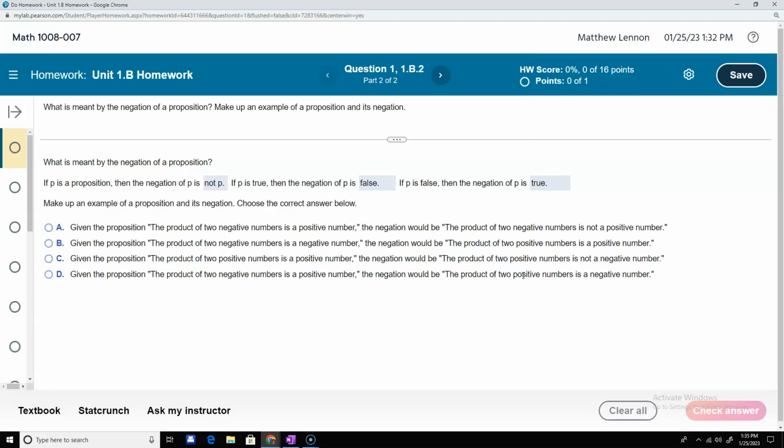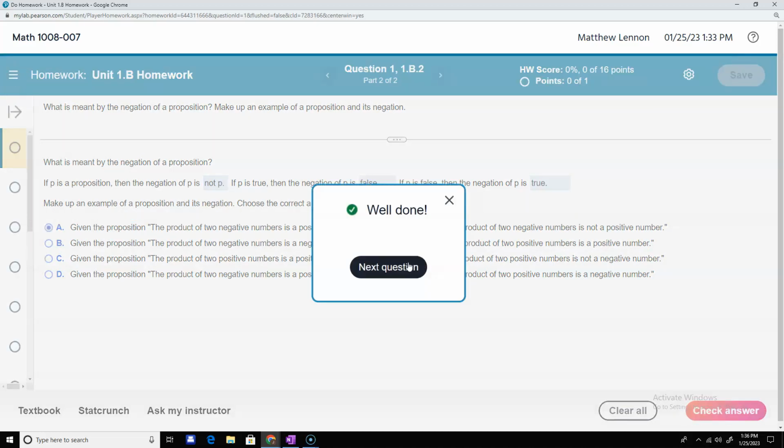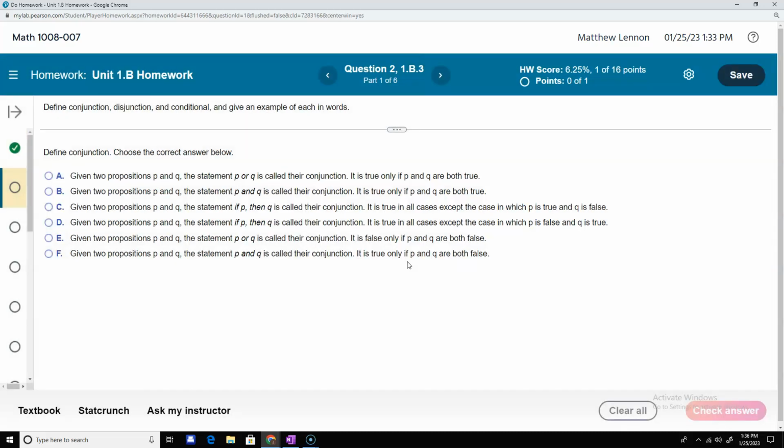So let's see. The one thing here is this is always true. The product of two negatives is always a positive. This shouldn't be the negation because it's talking about something different. Yeah, so I'm going to go with A here. All right. And then, again, this is just another definition one, so you can look that up.